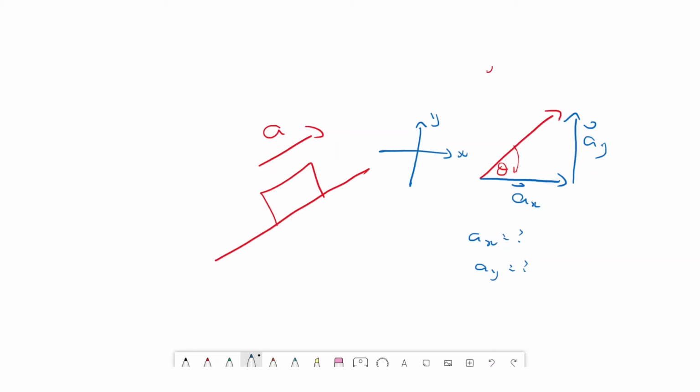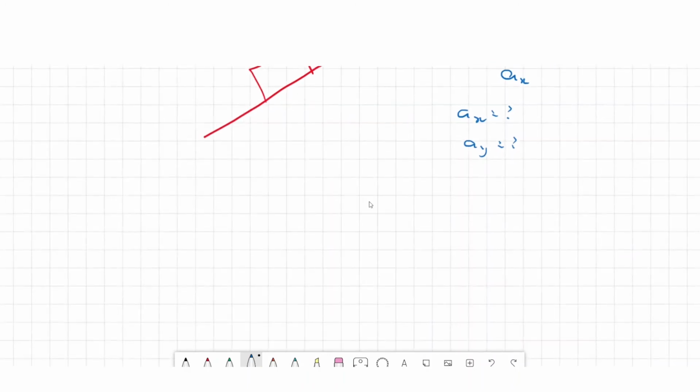Okay, now what I'm going to do is one more case whereby the normal force is not going to be equal to the weight. All right, so think of it like I have a lift, then there's a person on the lift.